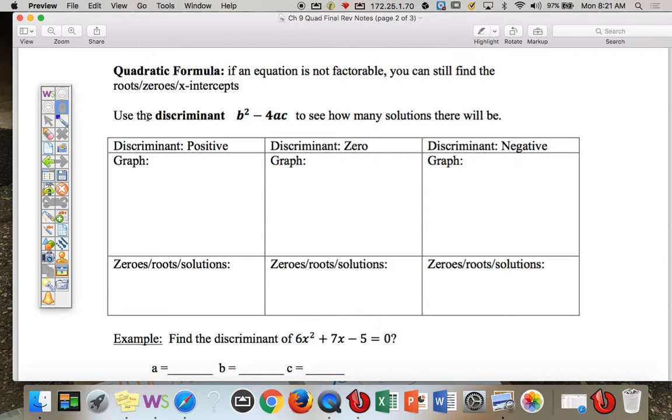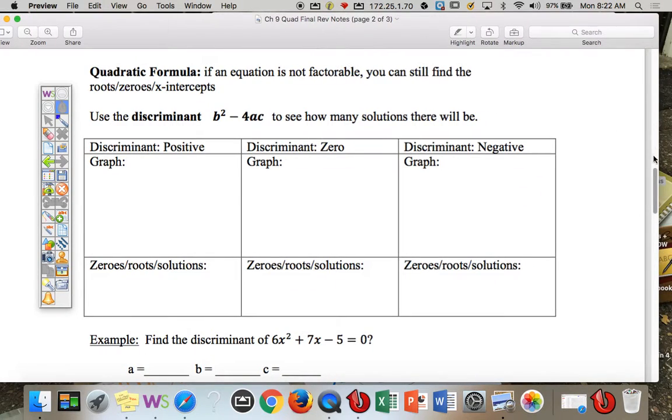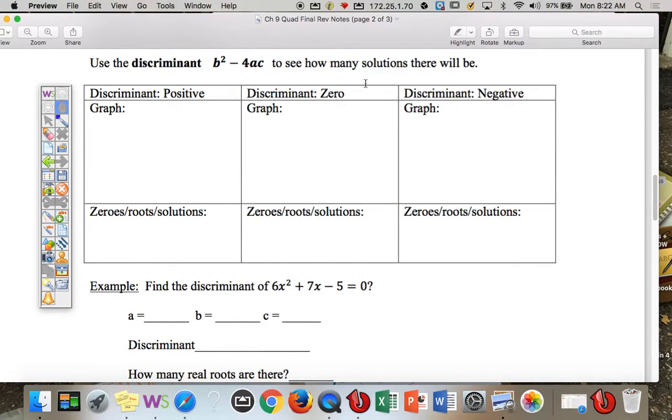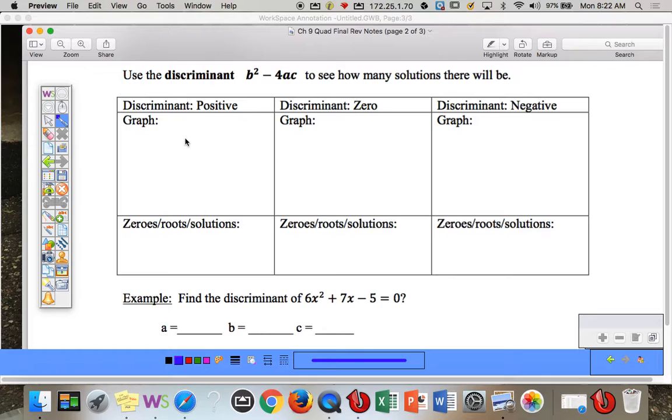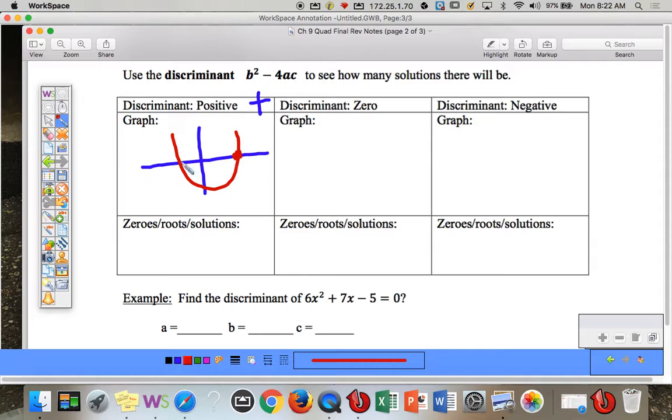All right, so here use the discriminant b squared minus 4ac to see how many solutions there will be. The discriminant b squared minus 4ac: we learned that if the discriminant is positive, so b squared minus 4ac is positive, you're going to have two solutions. So when you graph this, it's going to cross your x-axis twice, and there are going to be two zeros, roots, or solutions.